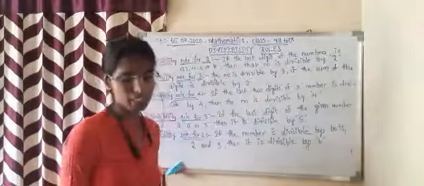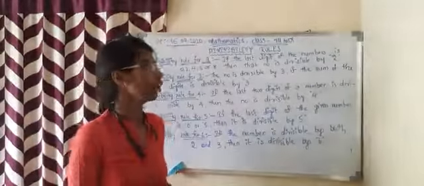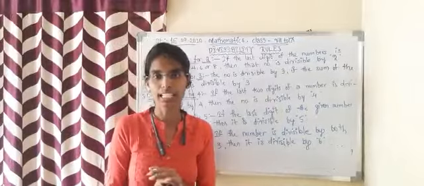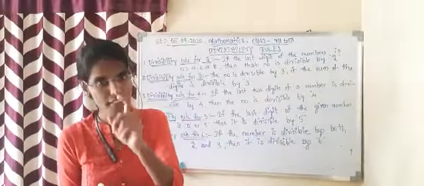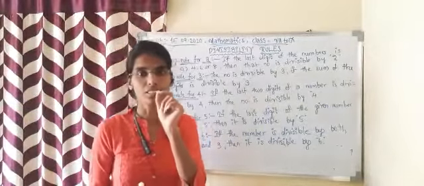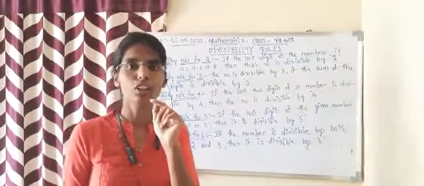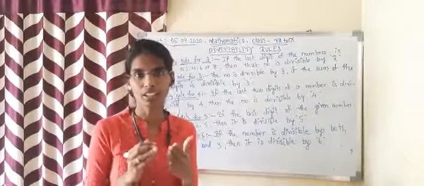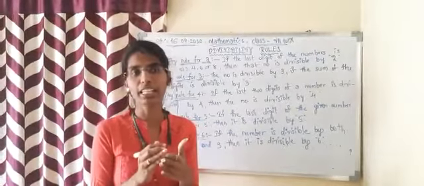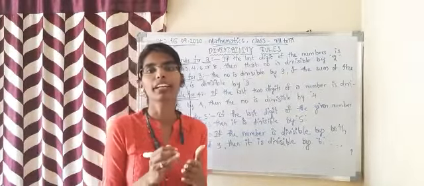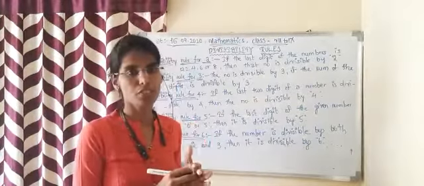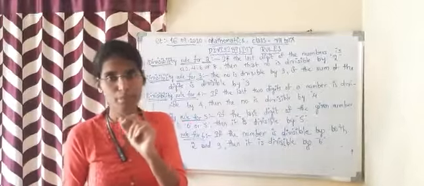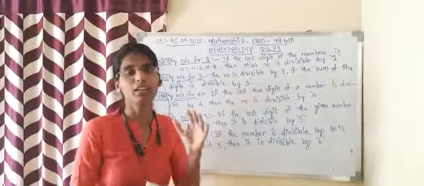Okay, repeating all the divisibility rules. Divisibility rule for 2: if the last digit of any number is 0, 2, 4, 6 or 8, then that number is divisible by 2. In simple words, any even number is divisible by 2. Now, divisibility rule for 3: if the sum of the digits of the given number is divisible by 3, then the whole number is divisible by 3.